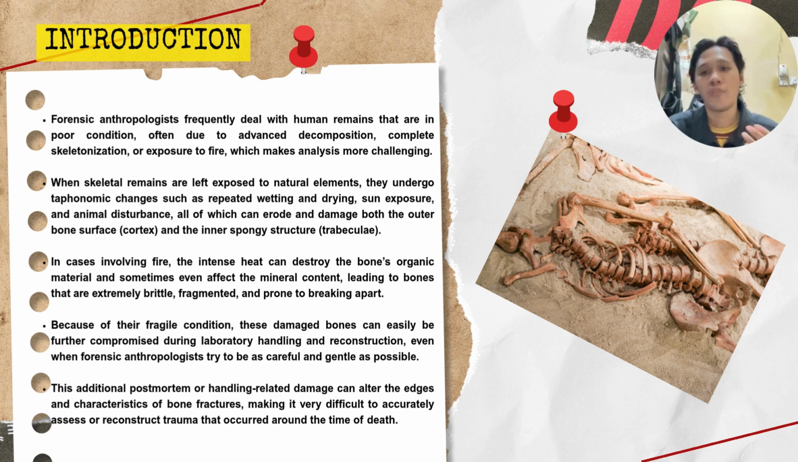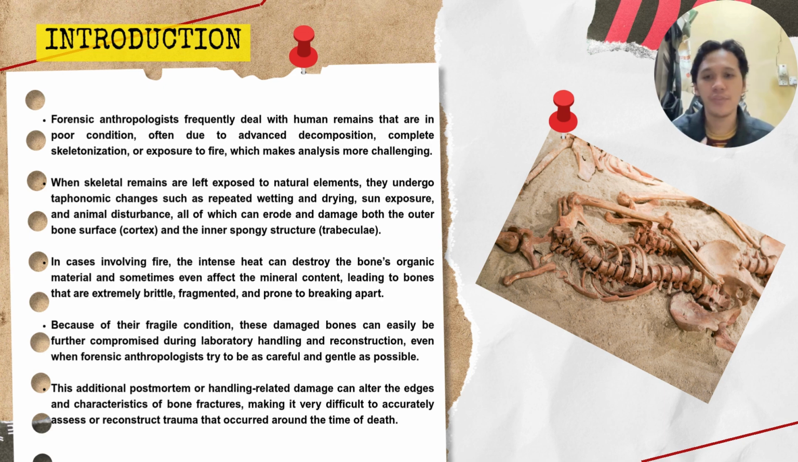As we all know, forensic anthropologists frequently deal with human remains that are in poor condition, often due to advanced decomposition, complete skeletonization, or exposure to fire, which makes analysis more challenging. When skeletal remains are left exposed to natural elements, they undergo taphonomic changes such as repeated wetting and drying, sun exposure, and animal disturbance, all of which can erode and damage both the outer bone surface, which is the cortex, and the inner spongy structure, which is known as trabeculae.